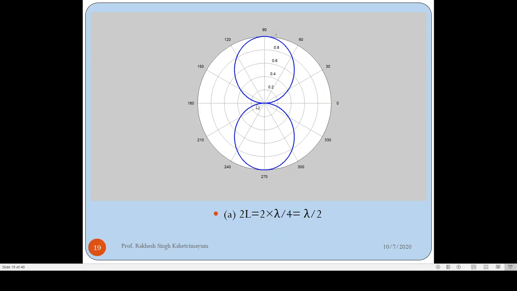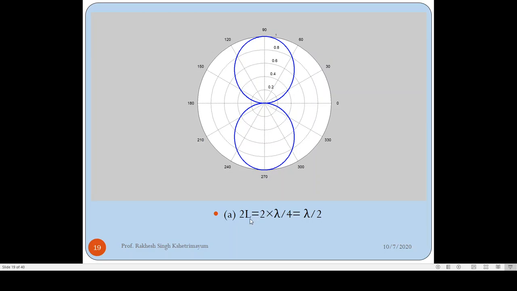The H plane radiation pattern, as I already told you, looks like a circle because E theta was not having any variation with respect to phi. E theta only has variation with respect to theta, and it's given by the capital F theta function. So depending on the length, this variation of electric field with respect to theta is going to change.